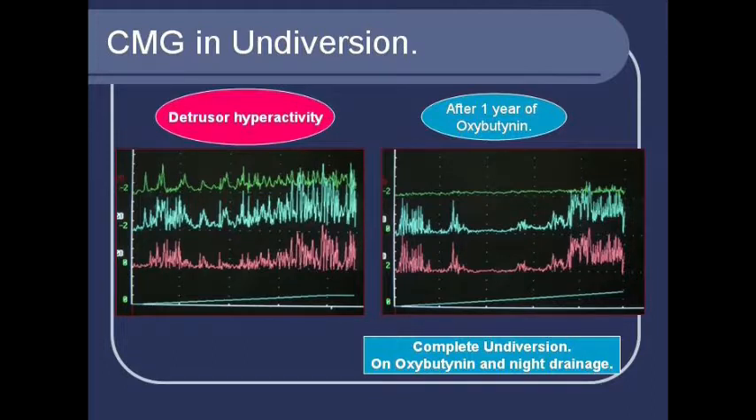We cannot take off the oxybutynin, so we continued on oxybutynin, and we taught him night drainage to maintain his renal status. So fortunately, over the past so many years, his creatinine has remained normal. His kidneys show beautiful recovery on this regime of night drainage.